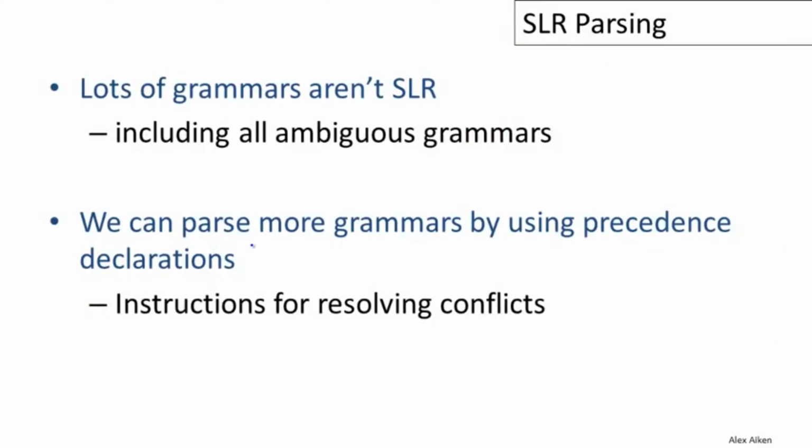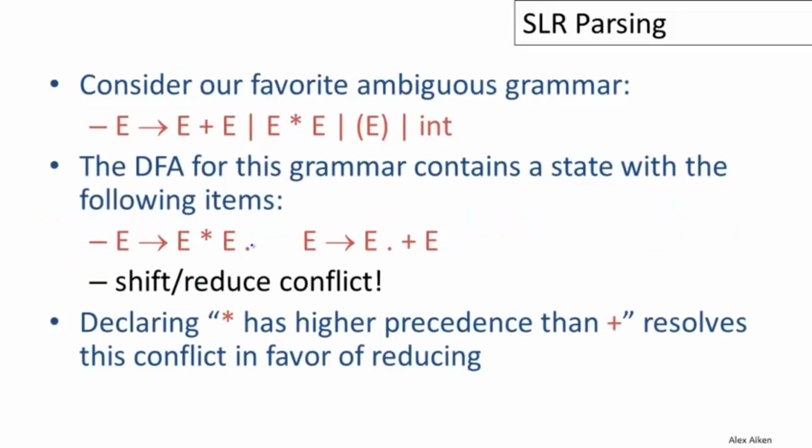Now, many grammars are not SLR. I should emphasize that SLR is an improvement on LR(0), but it's still not a very general class of grammars. All ambiguous grammars, for example, are not SLR. But we can improve a little bit on the SLR situation. We can make SLR parse even more grammars by using precedence declarations to tell it how to resolve conflicts.